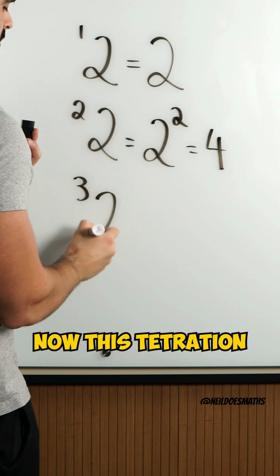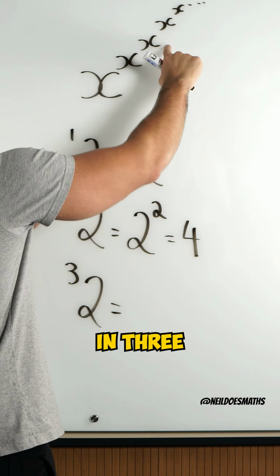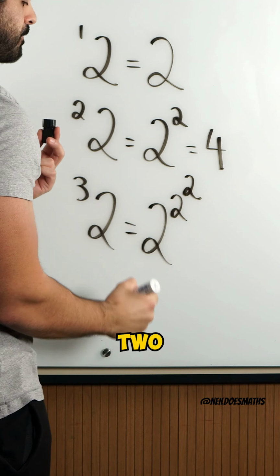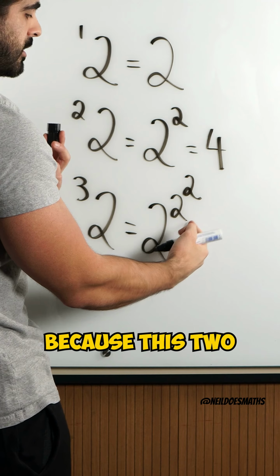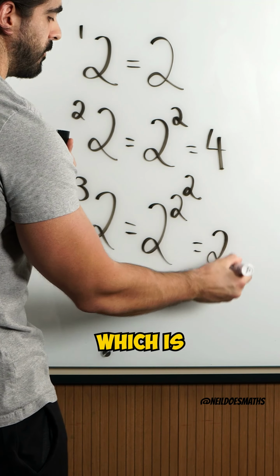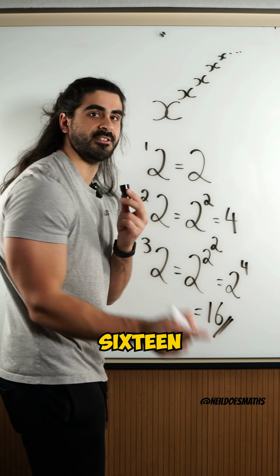Now this tetration means 2 occupies our tower in 3 positions. It's 2 to the power of 2 to the power of 2. But to evaluate this, I can't do 2 squared yet because this 2 already has a power on it. So we do 2 squared, which is 4. Then 2 to the power of 4 is 16. Nice.